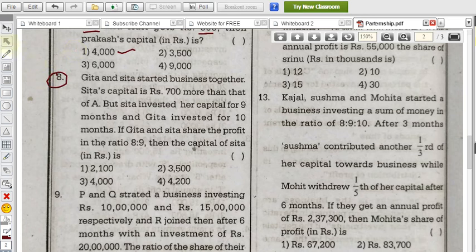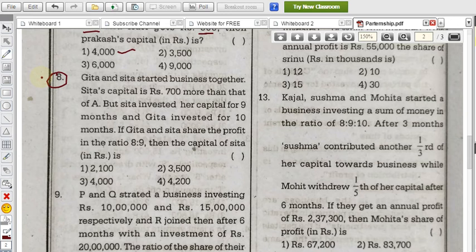So the eighth one. Geeta and Sita started a business together. Sita's capital is rupees 700 more than Geeta's. But Sita invested her capital for 9 months and Geeta invested for 10 months. If Geeta and Sita share the profit in the ratio 8 is to 9, then you have to find out the capital of Sita in rupees.